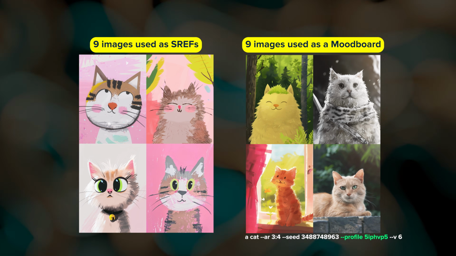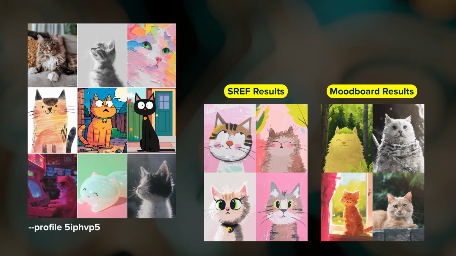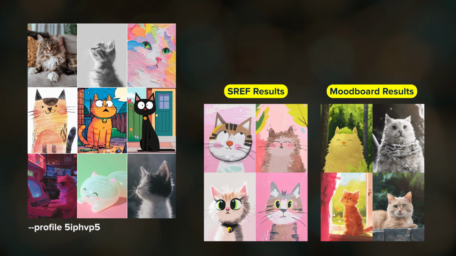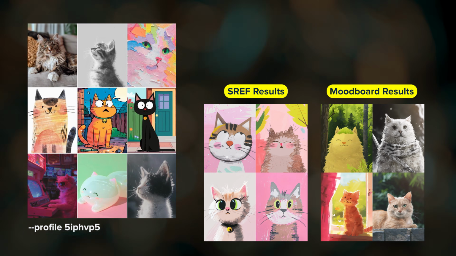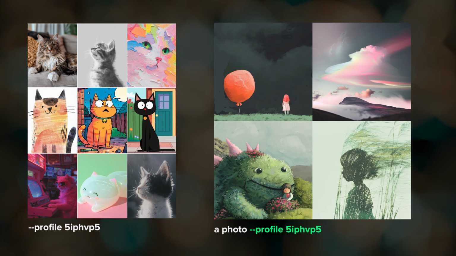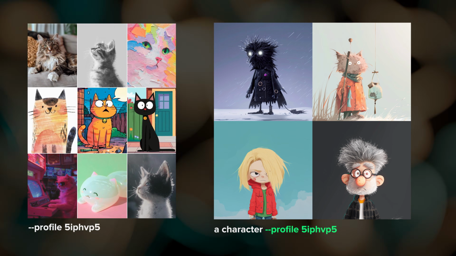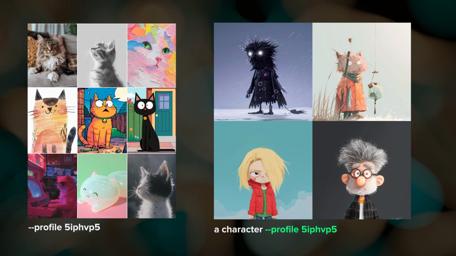Generally, you're going to see a bigger difference between SREF results and mood board results when the input images are more diverse. And if you're wondering if a mood board full of cats will place cats into every image, the answer was generally no. I tried several different prompts with this mood board, and every once in a while you might have a cat or cat ears show up in the image, but it was pretty infrequent.